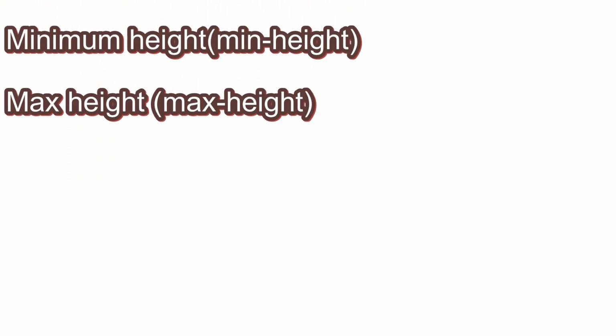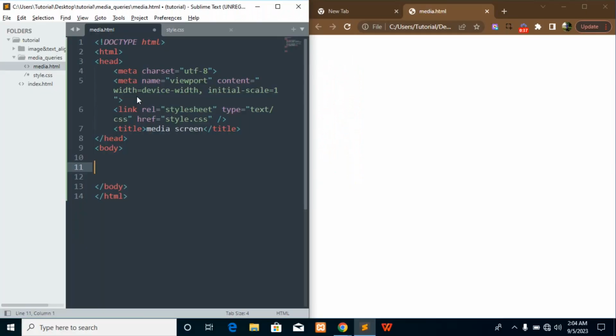See, the media screen is used for responsiveness. And the first thing about media screen I want you to know of is minimum width, maximum width, minimum height, and maximum height. That's the first thing I want you to know. So please make sure you watch to the end to hear everything I have to say.